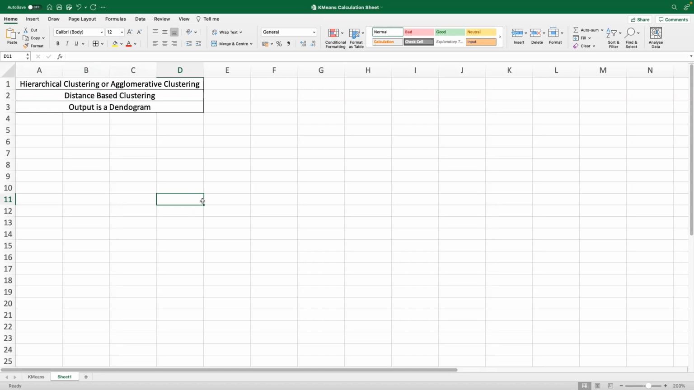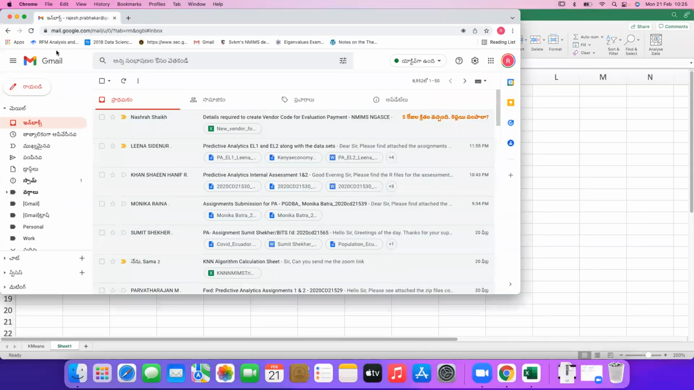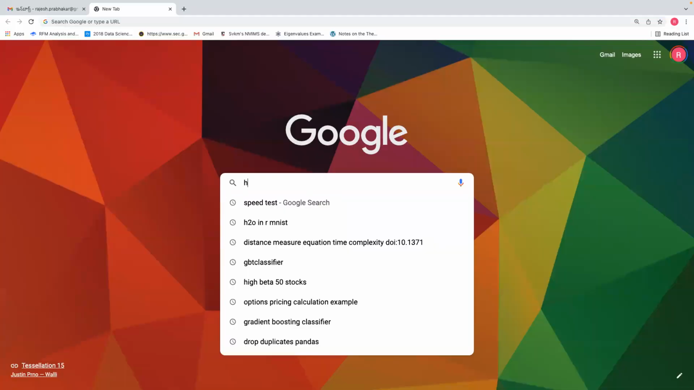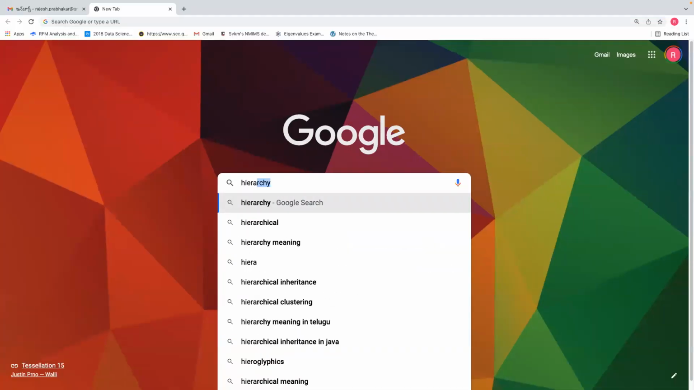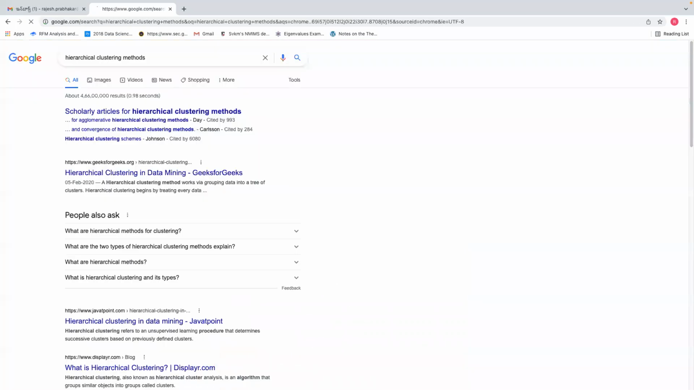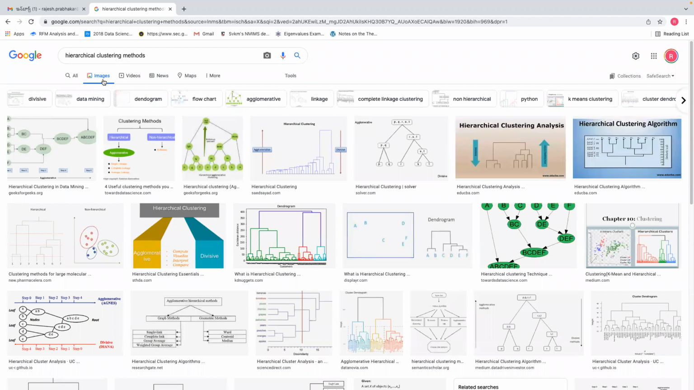Hierarchical clustering or agglomerative clustering. Now, in this clustering, there are different methods called single linkage method, complete linkage method. We have different methods in hierarchical clustering: single method, complete method.